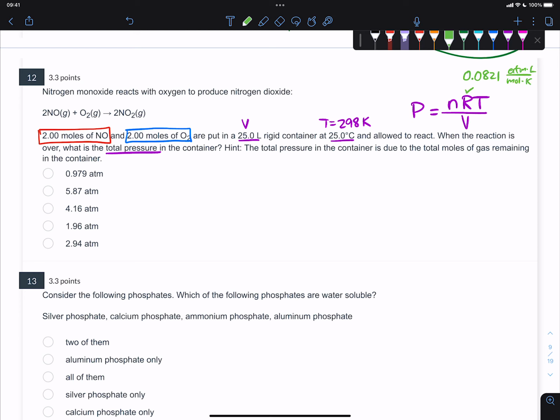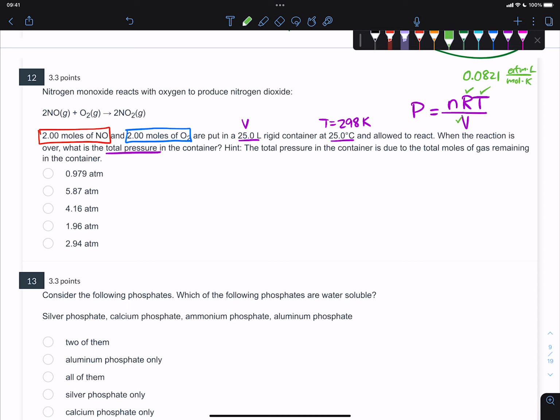That's just the constant. We know the temperature is assuming it's going to stay at 298 Kelvin. You don't technically say degrees for Kelvin. And we know the volume is going to stick with being 25 liters because it says a rigid container. So it's going to be a constant volume. You really just got to find the pressure. This is going to involve some basic stoichiometry.